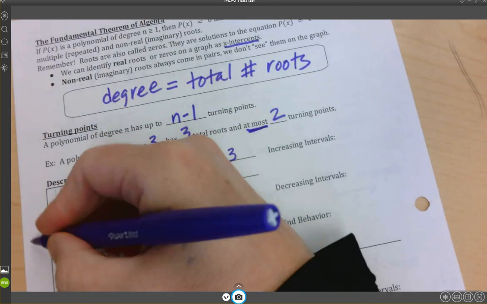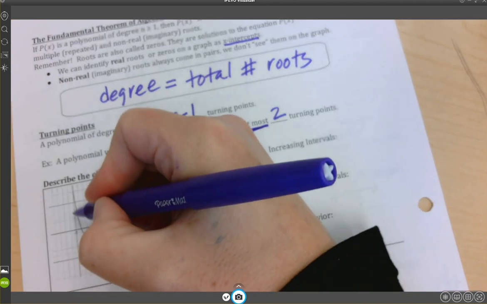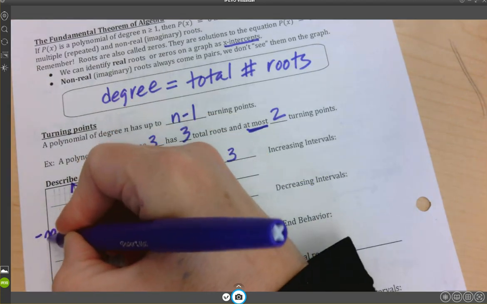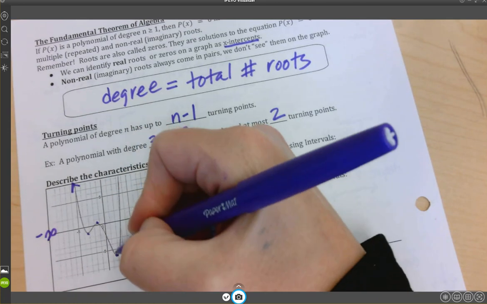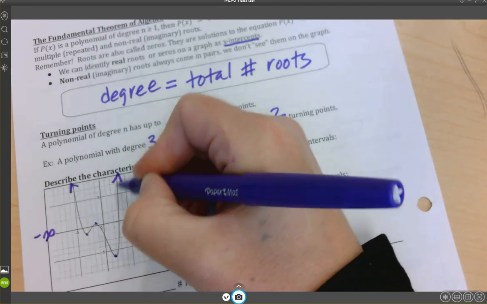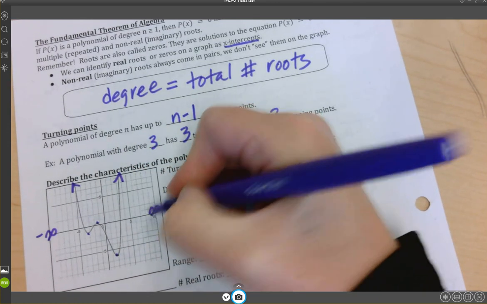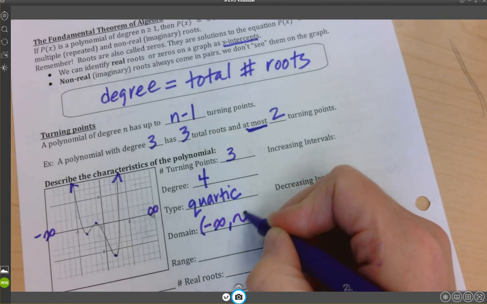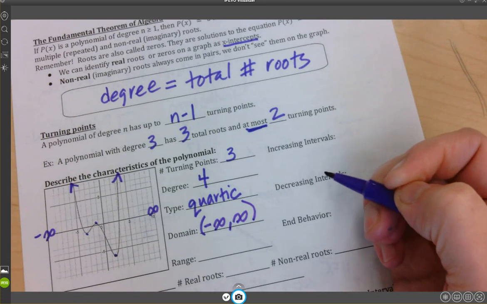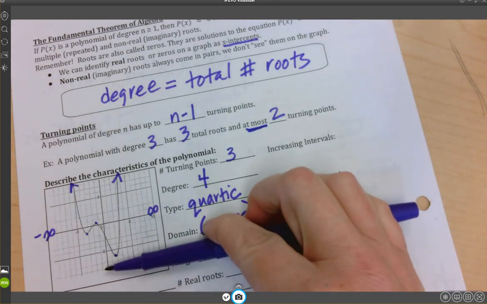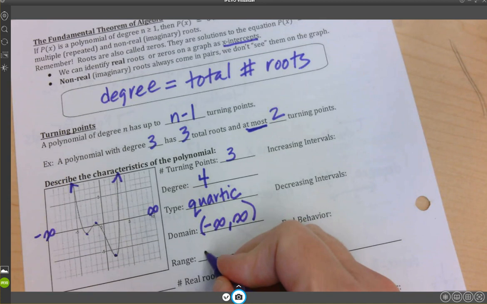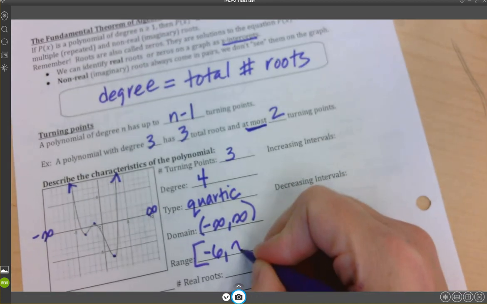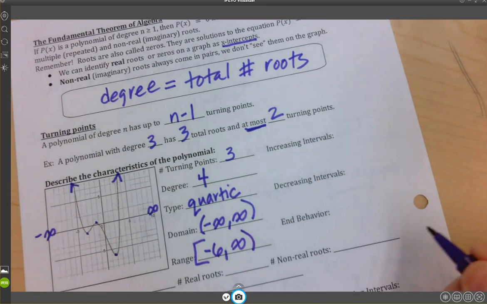The domain is the x values. Even though this side keeps going up, it also keeps going to the left. So we're going to start our domain at negative infinity. And on this side, it's going up, but it's also going to the right to positive infinity. Every polynomial has the domain negative infinity to infinity. The range starts at my lowest value here, which looks to be negative 6, and it ends all the way up here at positive infinity.